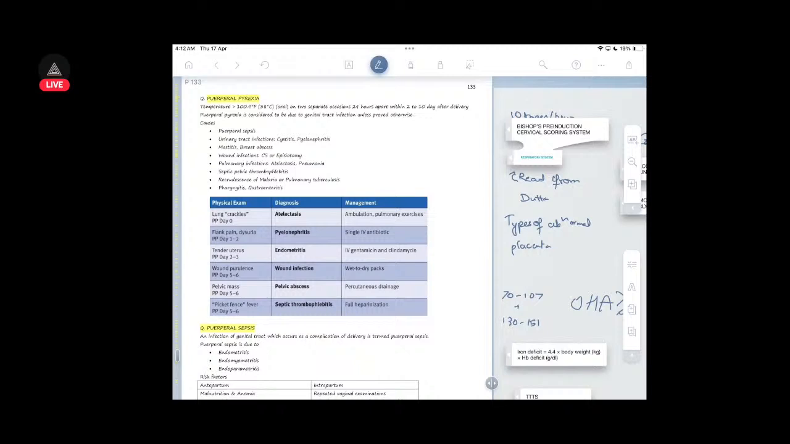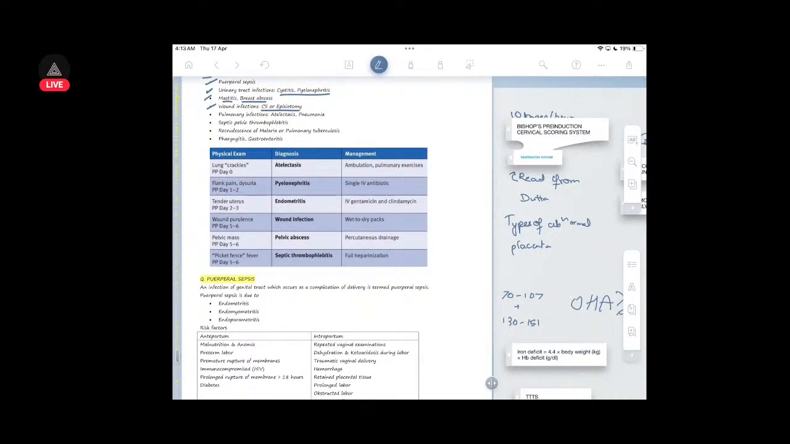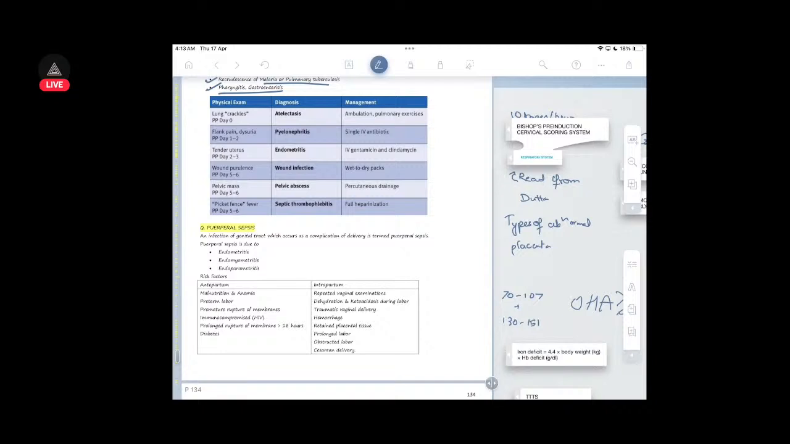Okay. Puerperal pyrexia is temperature more than 100 degrees, 38 degrees oral, on 2 separate occasions 24 hours apart within 2 to 10 days after delivery. Puerperal pyrexia is considered to be due to genital tract infection unless proved otherwise. Causes: puerperal sepsis, UTI, cystitis, pyelonephritis, mastitis, breast abscess, wound infection, CS or episiotomy, pulmonary infection like atelectasis, pneumonia, septic pelvic thrombophlebitis, then recrudescence of malaria or pulmonary TB, pharyngitis, gastroenteritis.